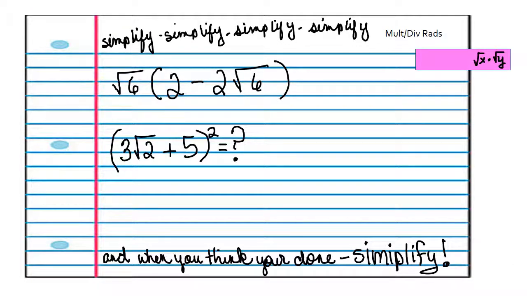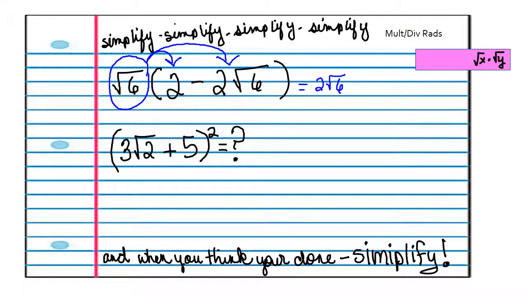Okay, it is truly simplify, simplify, simplify, simplify. When you think you're done, simplify some more. And I'm just going to really just distribute things out. I like having my circles, I like having some arrows to follow. So that's going to give us 2 square root 6.